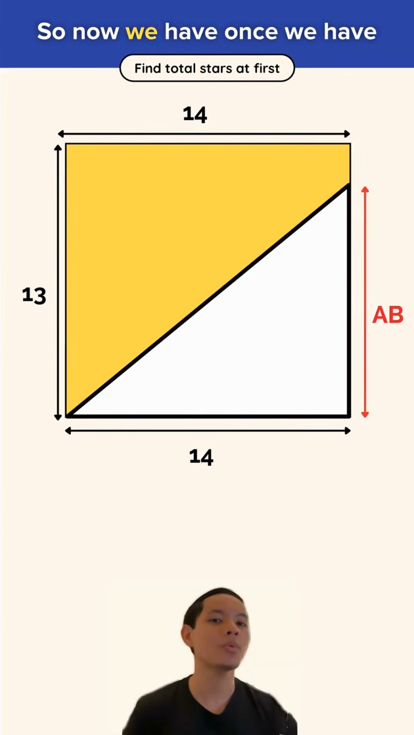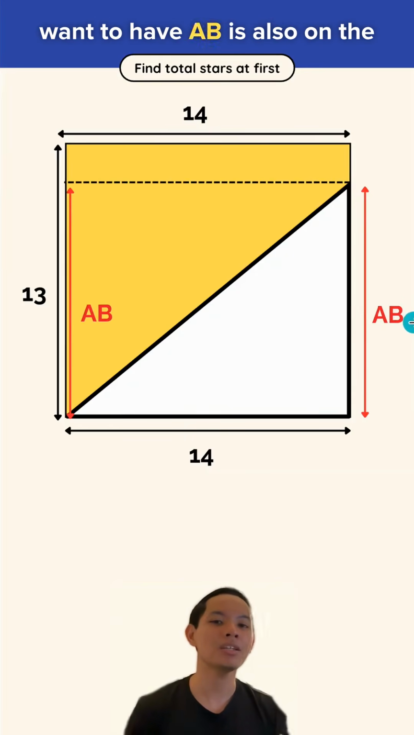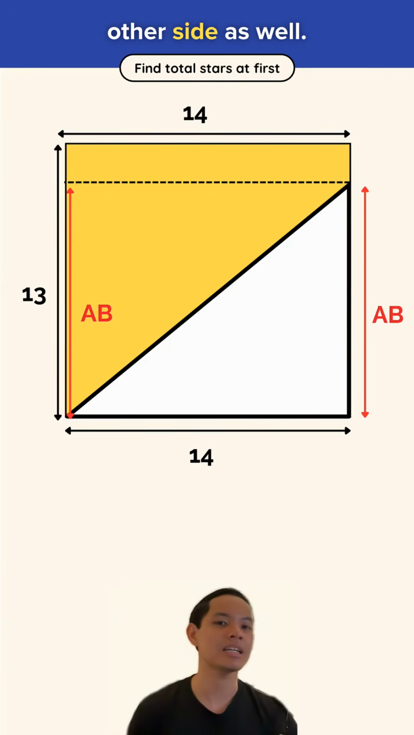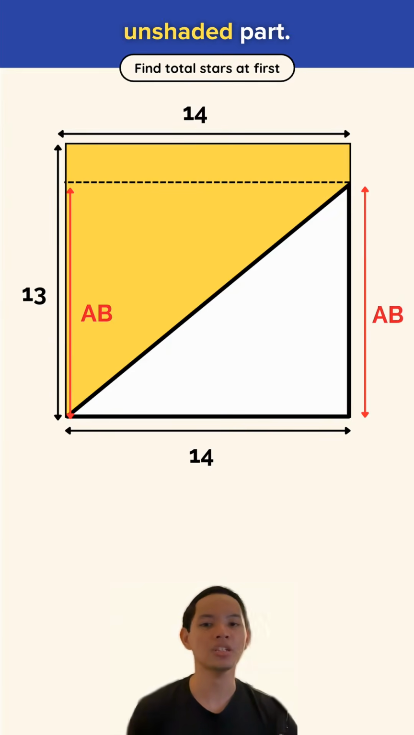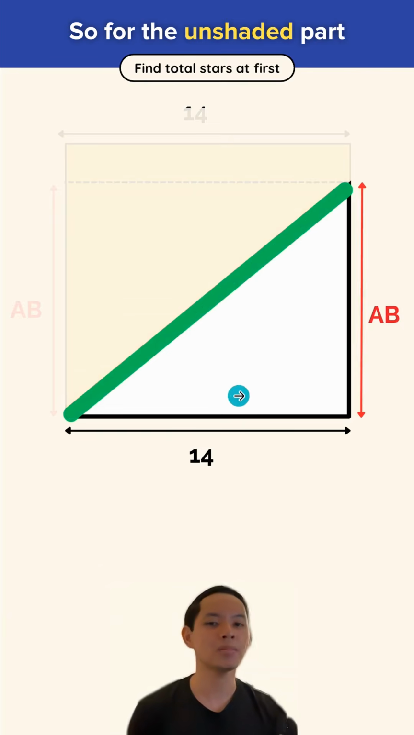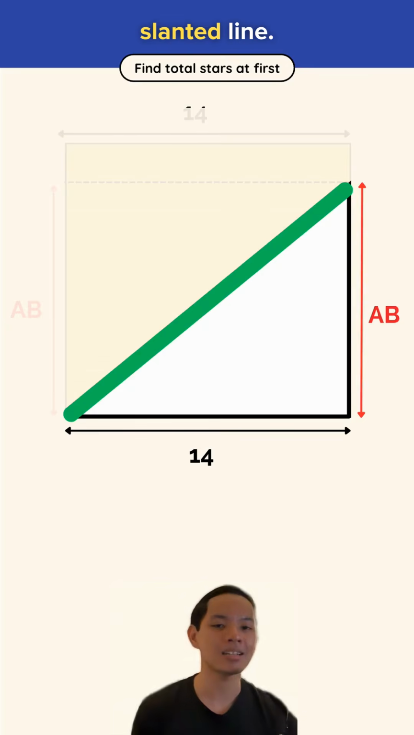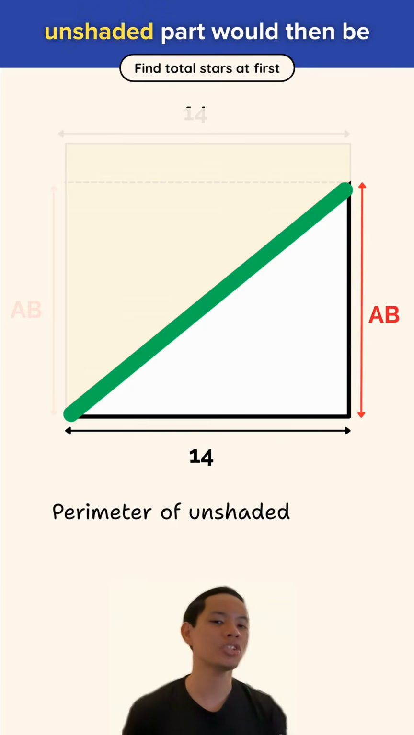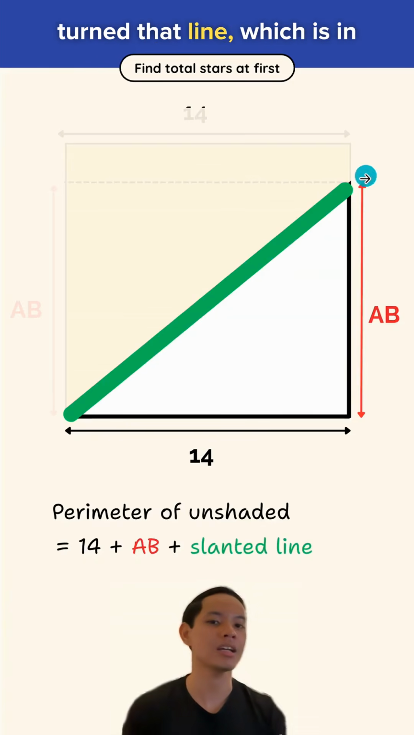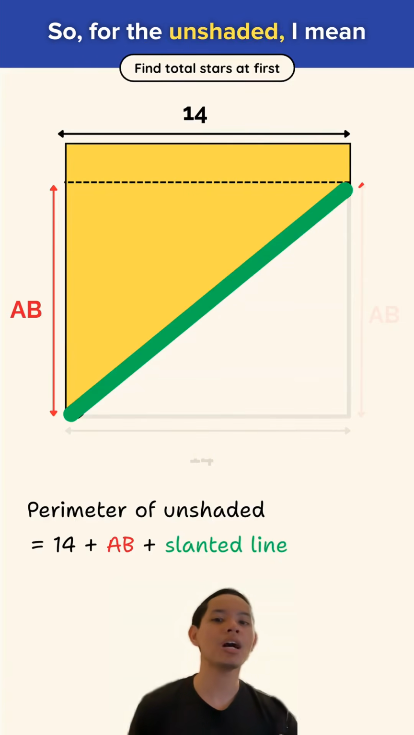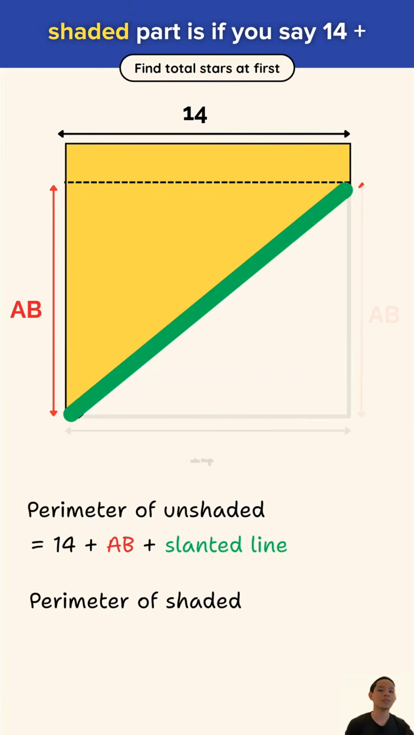Okay. So now once we have that, the next thing is we want to have AB on the other side as well. Now we're going to form equations on the shaded and unshaded parts. For the unshaded part, which is in white, we have this green part, which I call the slanted line. So the perimeter of the unshaded part would then be equal to 14 plus AB plus the slanted line, which is in green.